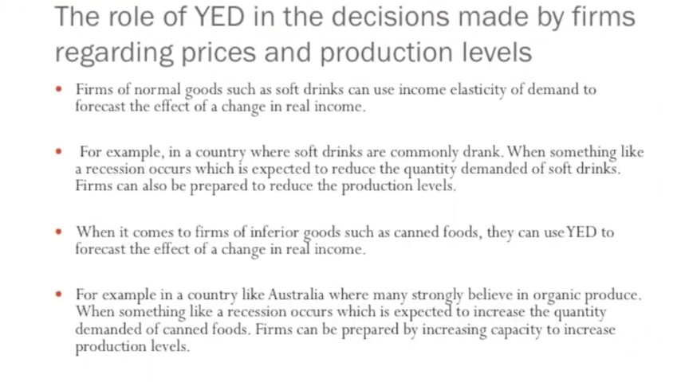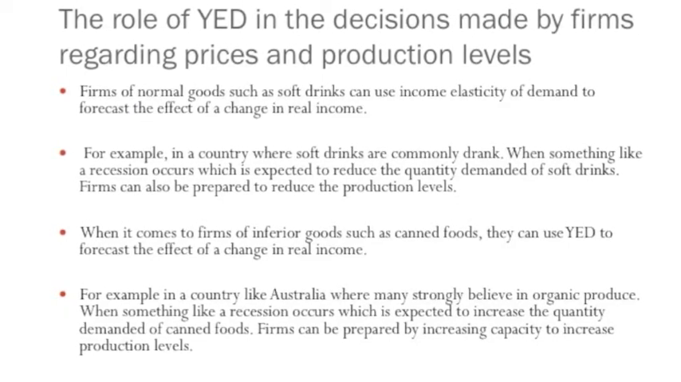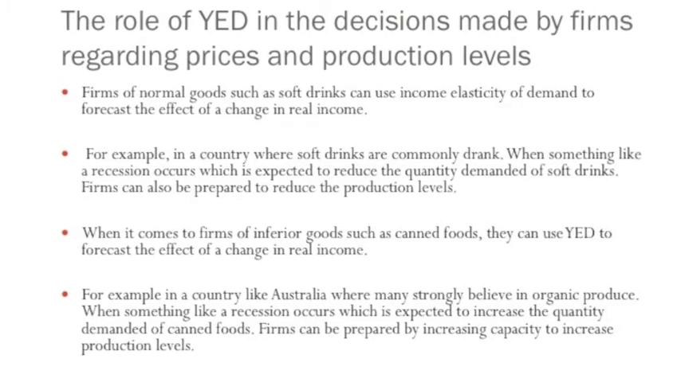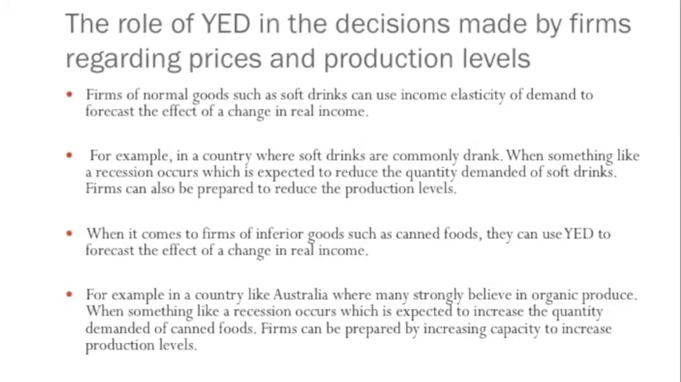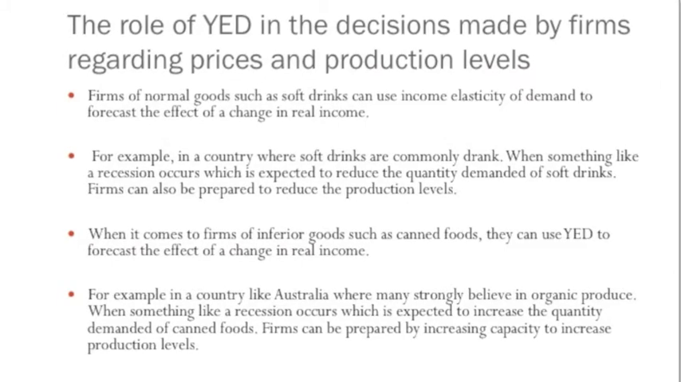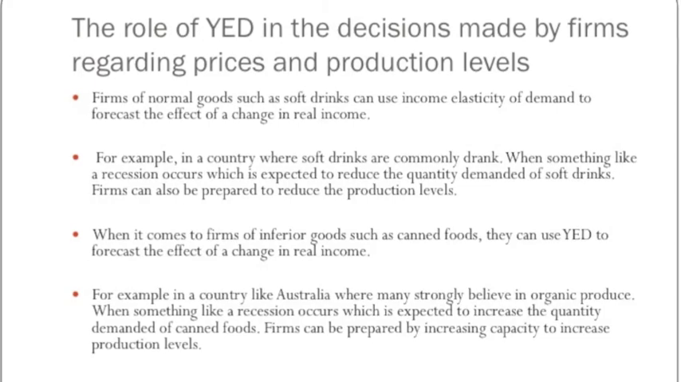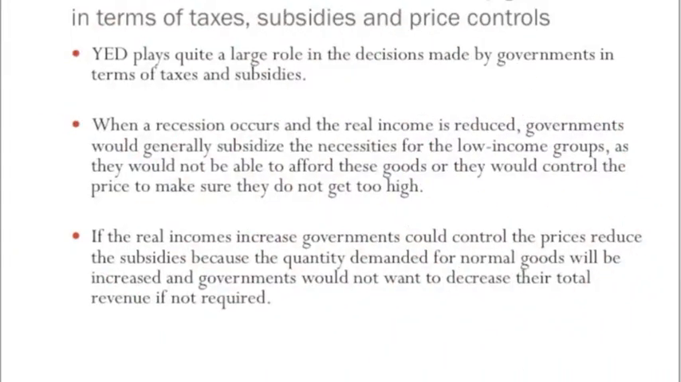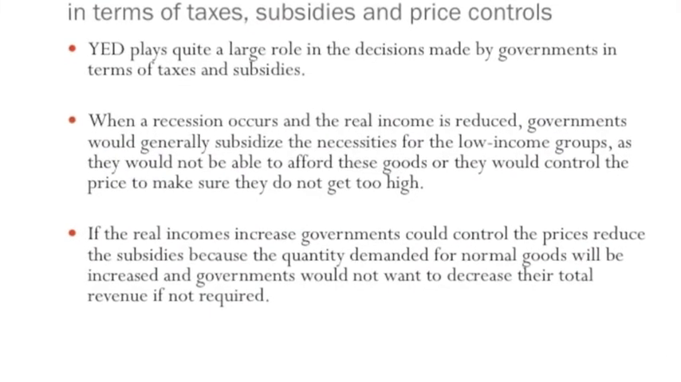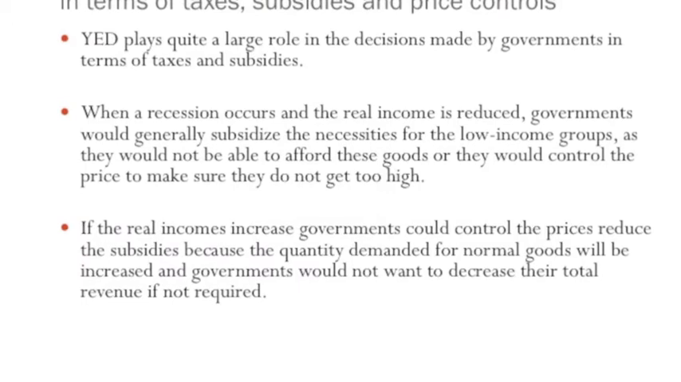The role of YED in the decisions made by firms regarding prices and production levels. Firms of normal goods, such as soft drinks, can use income elasticity of demand to forecast the effects of change in real income. When it comes to firms of inferior goods, such as canned food, they can use YED to forecast the effects of a change in real income. Described below are the uses of YED in terms of taxes, subsidies, and price controls.